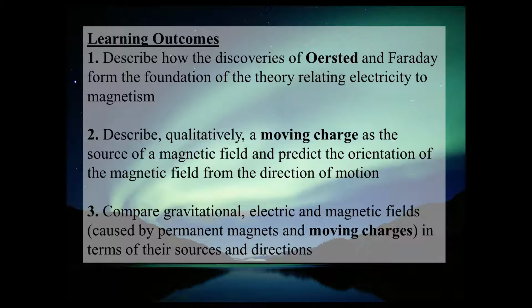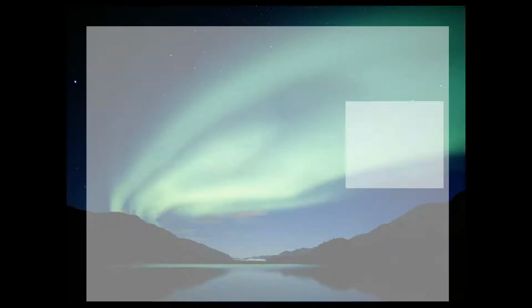Learning outcomes, as identified by the Physics 30 program of studies, are: 1. Describe how the discoveries of Oersted and Faraday formed the foundation of the theory relating electricity to magnetism. 2. Describe qualitatively a moving charge as a source of a magnetic field and predict the orientation of the magnetic field from the direction of motion. And 3. Compare gravitational, electric, and magnetic fields caused by permanent magnets and moving charges in terms of their sources and directions. And today we're going to focus more on the moving charge part.